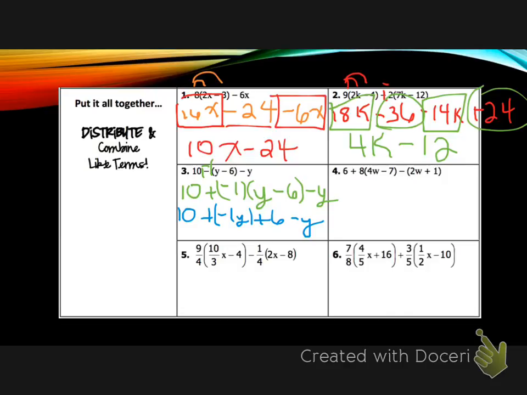It doesn't get distributed. Looking at our like terms, we've got a minus y right here and a minus y right there, which is going to give me, I'm going to write it over here to the side, a -2y. And then we've got a 10 plus 6, which is plus 16. Okay, we'll do one with a fraction, and then you can get started on your own.